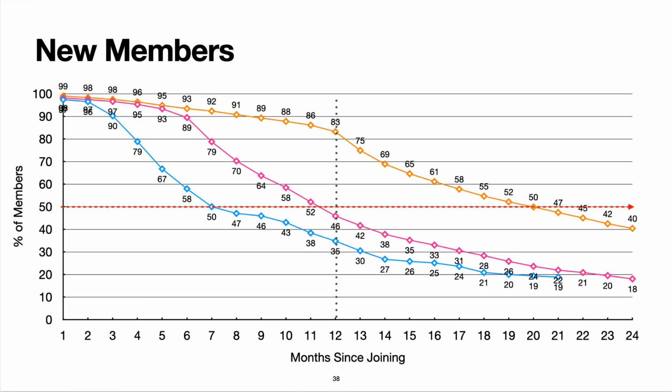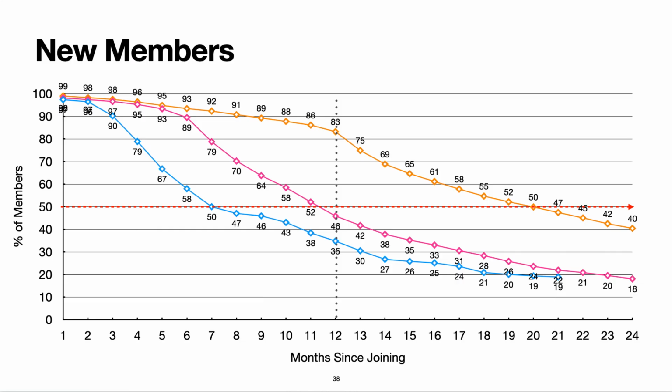When you're looking at this graph, across the bottom you're seeing months since joining. So that's from when they took out their membership. It's not from when the club opened. That's a mistake a lot of people make. So across the bottom you're seeing the end of month 1, month 2, month 3, month 4, and so on. And for this example, it's a 24-month period.